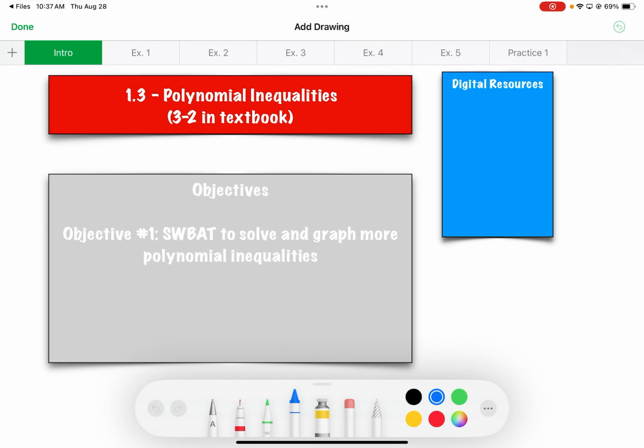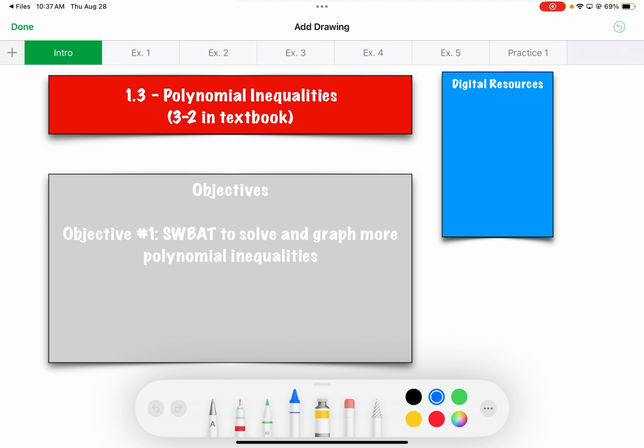All right, so 1.3, polynomial inequalities. This is in your textbook. If you want to reference it for more examples, this would be section 3-2 in that textbook, okay? Homework assignment over this is going to be yet one more worksheet. And then starting tomorrow, we're going to start getting a lot of book assignments moving forward, okay?